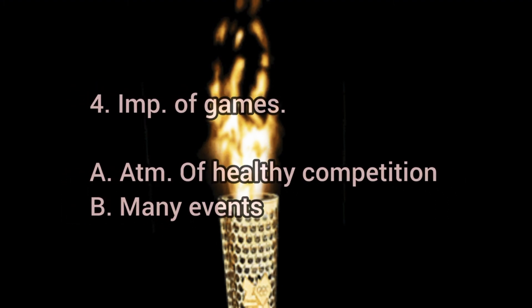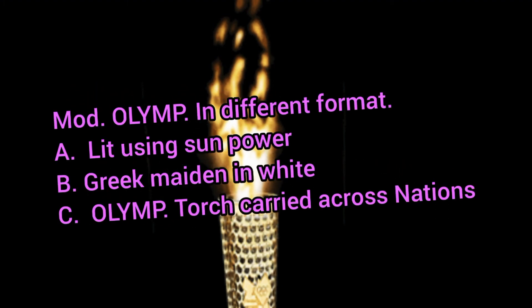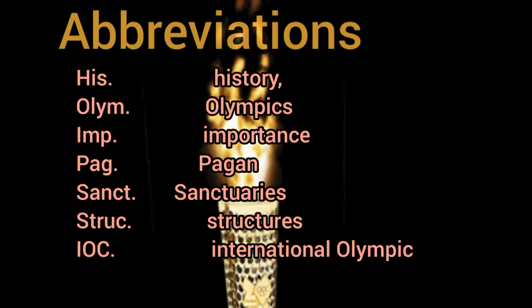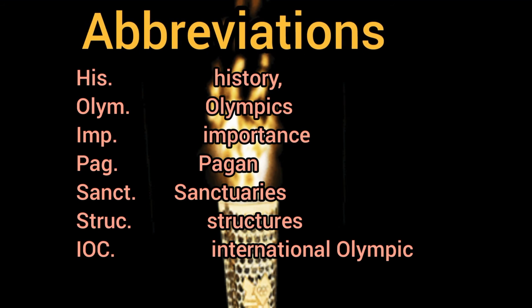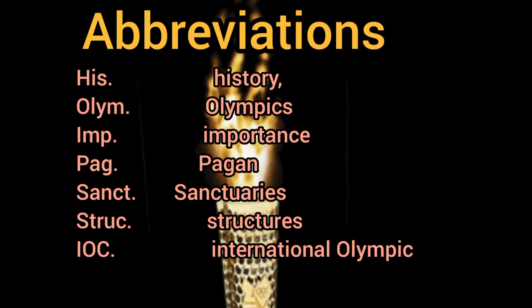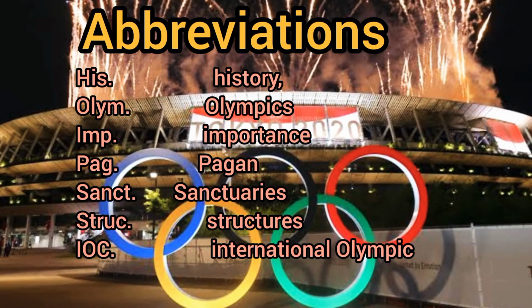And next one is modern Olympics in different format, sacred flames lit using sun power by Greek maiden in white, Olympic torch carried across nations are some very important main headings, subheadings, and sub-subheadings to this question. Let's see the key to abbreviations used. These are history, Olympics, importance, pagan, sanctuary structures, international Olympics, archaeological competition, etc.